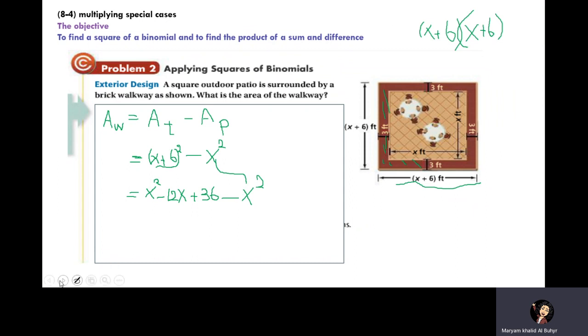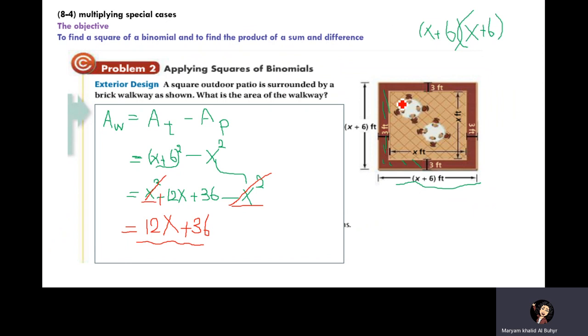Now you just need to work on that and see if you have like terms. This one and this one are like terms, but that's 1 minus 1, so these are opposites, so you can cancel them. So what is the remaining? What is the area of the walkway? That's a plus because here is plus. So that will be 12x plus 36. Done. So the area of the walkway is this one. The idea is really simple. So let's move on.